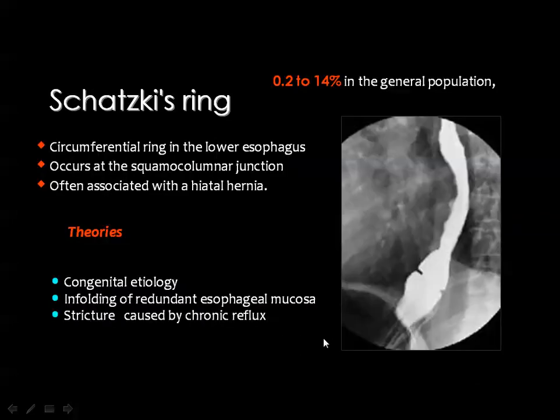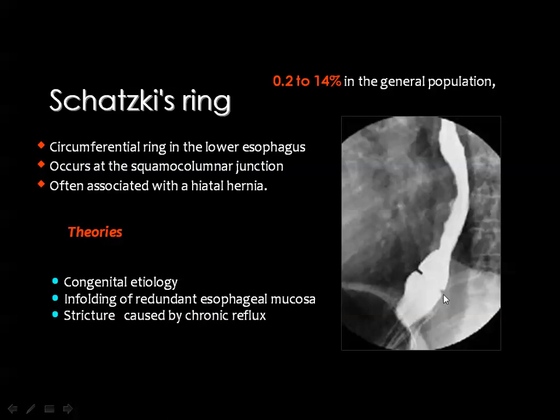While congenital webs are usually located in the lower part of the esophagus, the most common esophageal web in the lower esophagus is known as the Schatzki ring, which is seen in 0.2 to 14% of the general population. This is a circumferential ring in the lower part of the esophagus, and it occurs at the junction between the esophageal mucosa and the gastric mucosa, and this ring is usually associated with hiatus hernia.